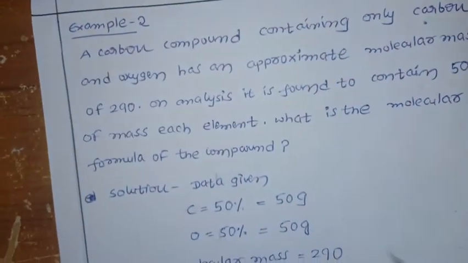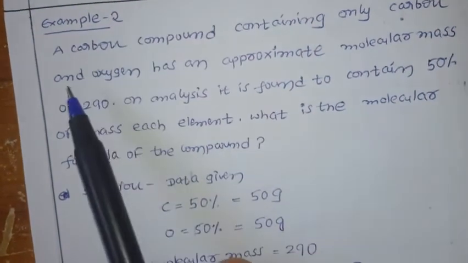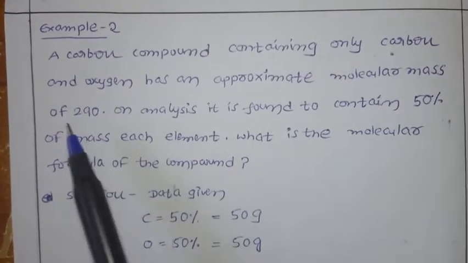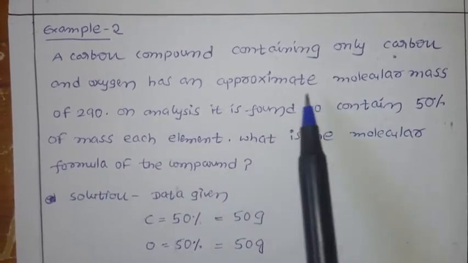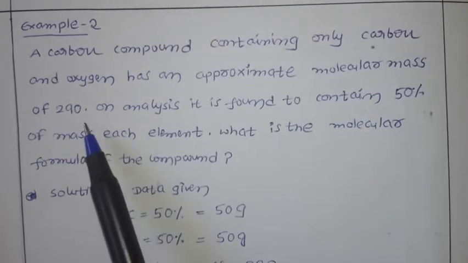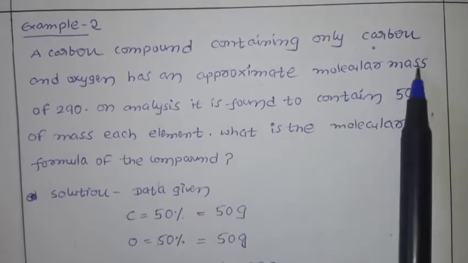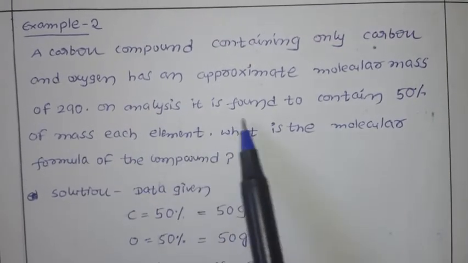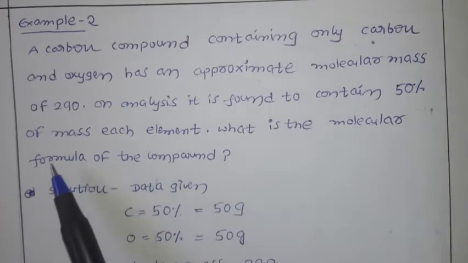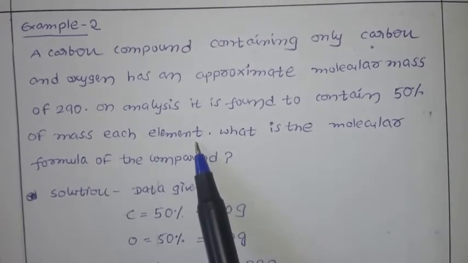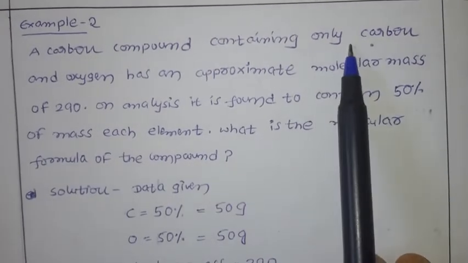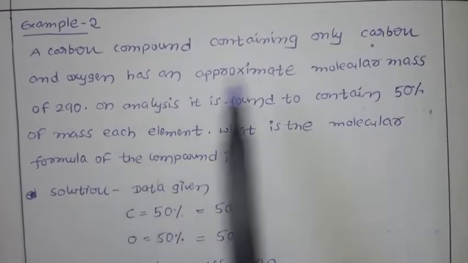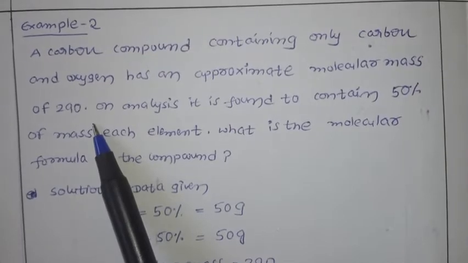Now let us see example 2. Here we have question 1. A carbon compound containing only carbon and oxygen has an approximate molecular mass of 290. The molecular mass of the compound is already given: 290. On analysis, it is found to contain 50% of each element by mass. Here we have two elements, carbon and oxygen only, each one having 50%. Carbon is 50%, oxygen is 50%.